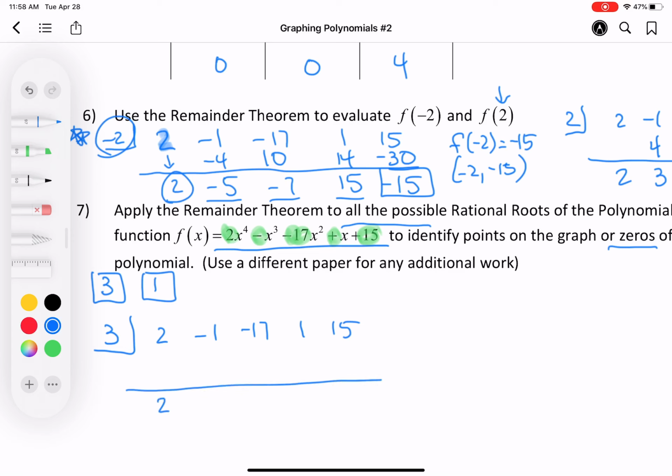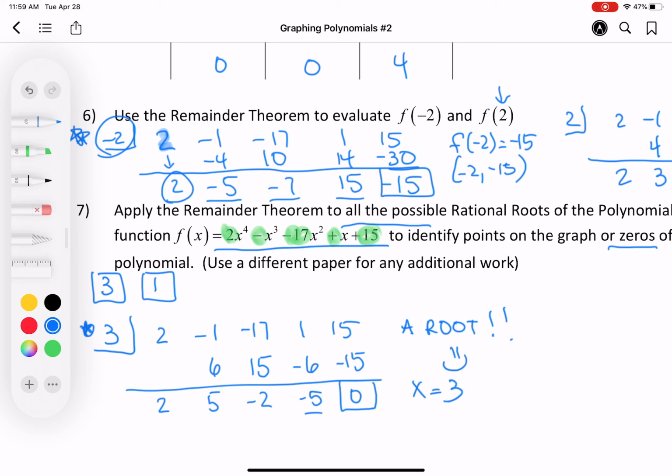Bring down the 2. 2 times 3 is 6. 6 and -1 give me 5. 5 times 3 is 15. -17 plus 15 is -2. -2 times 3 gives me -6. -6 plus 1 is -5. -5 times 3 is -15. When I add 15 and a -15, it gives me 0. Yay! You know what that tells me? This is a root. Yay, I found one. So x equals 3 is a root.